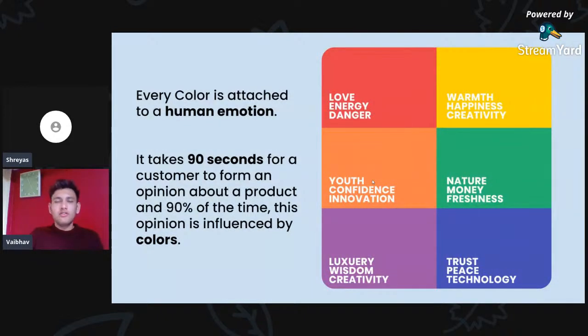If you are working as a software developer and you have to make a user interface design for an application or for websites, it takes 90 seconds for a customer to form an opinion about a product. And 90% of the time, the opinion is influenced by colors, because we have this tendency of judging very quickly. The most amount of space that any design takes is the color. Even if it's white space, white is actually a color. So color is the biggest aspect of any design.